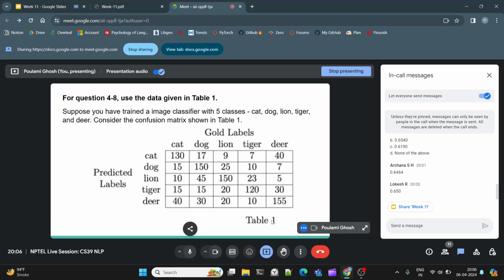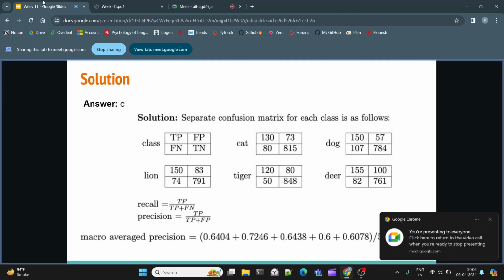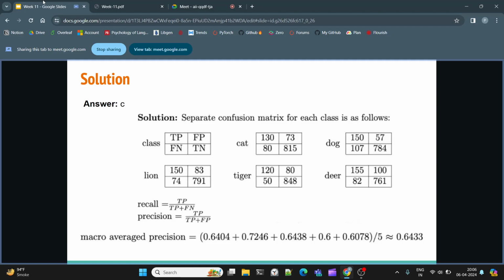Then the recall value for lion is 150 divided by 150 plus 74, so I got 0.6696. The recall value for tiger is 120 divided by 120 plus 50, so I got 0.7059. Next, the recall value for deer is 155 divided by 155 plus 82, so I got 0.6540. I summed up all the values and divided by 5, and I got 0.6460. Okay. Yeah, that's correct.